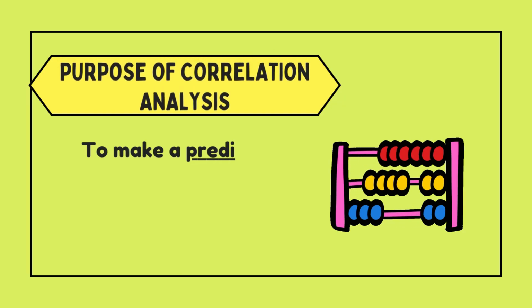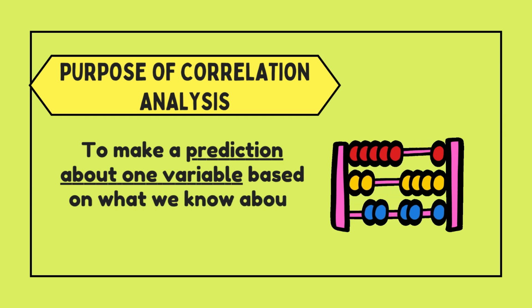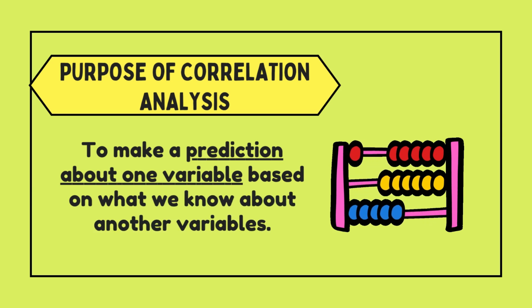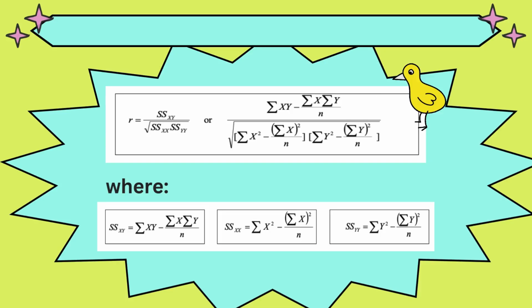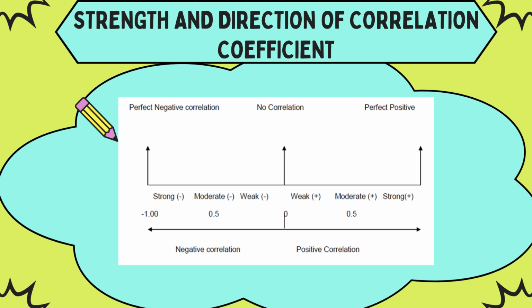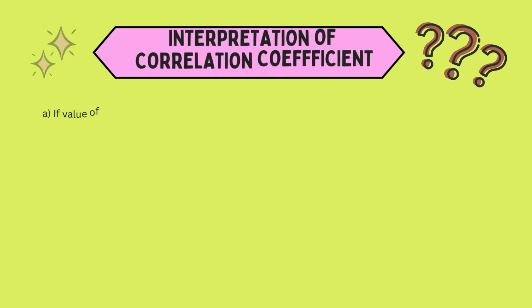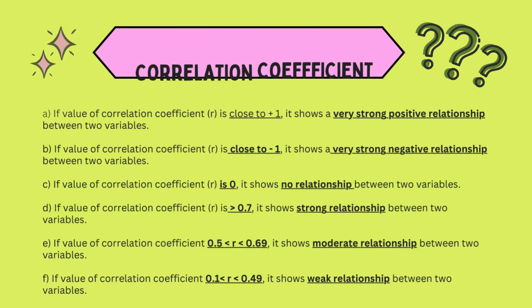Besides, the purpose of correlation analysis is to make predictions about one variable based on what we know about another variable. Additionally, the value of the correlation coefficient can be calculated using the following formula. The strength and direction of correlation can be identified using the following scale. These are examples of the interpretations of the correlation coefficient value, R.